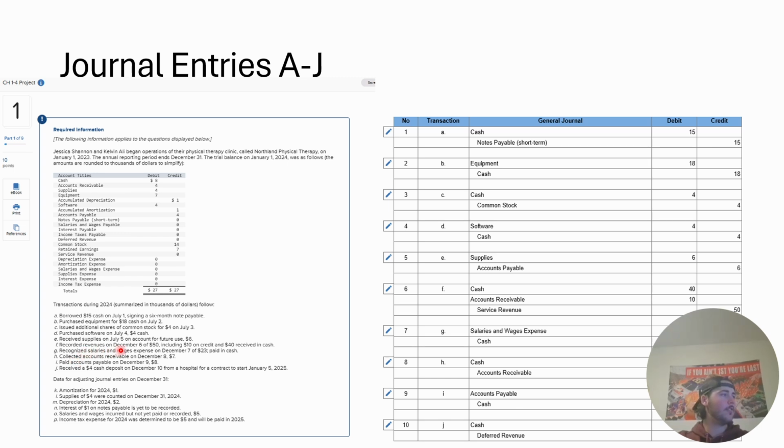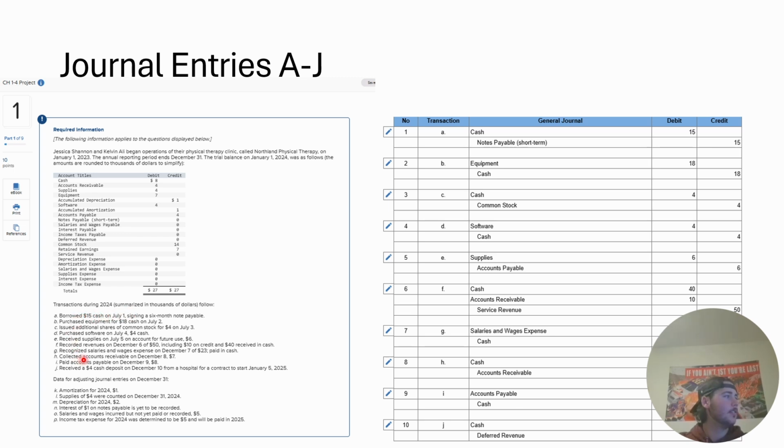F, recorded revenues on December 6th of $50, including $10 on credit and $40 received in cash. So you're going to have 2 debits here. Not super typical, but at least what I've been doing. You debit cash 40 because you receive 40 in cash, and you debit $10 in accounts receivable. They're going to pay you later. You still put 50 in service revenue credit. You're making 50 in revenue on that. It's a $50 job. 40 plus 10, 50. Credits and debits balance. That's how we like it.